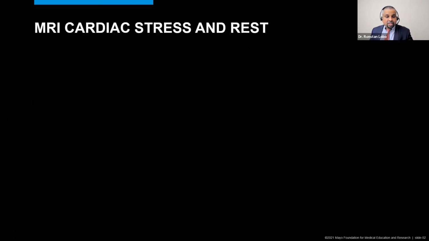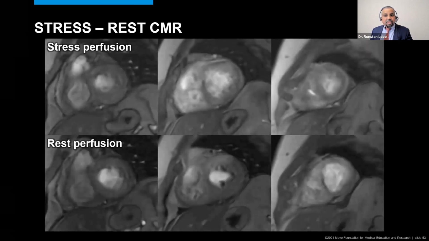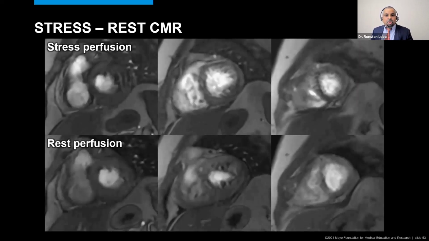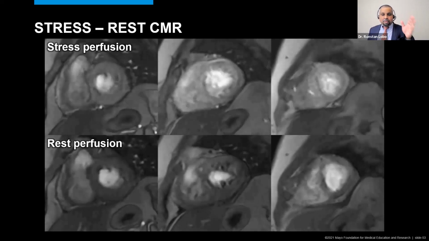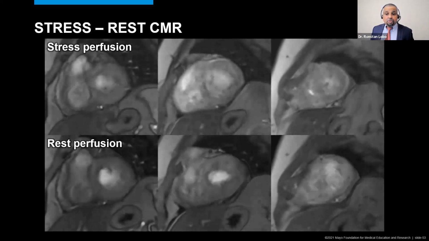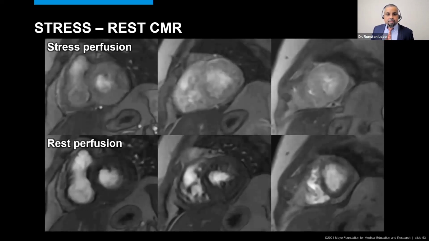The MRI cardiac stress test that was ordered, this is a first pass perfusion. Images are taken in short axis, so equivalent to the parasternal short axis that is done on echo. The images are from your left to your right, representing the base, mid, and apical aspects of the left ventricle, respectively. There were no perfusion defects noted at rest or at stress.